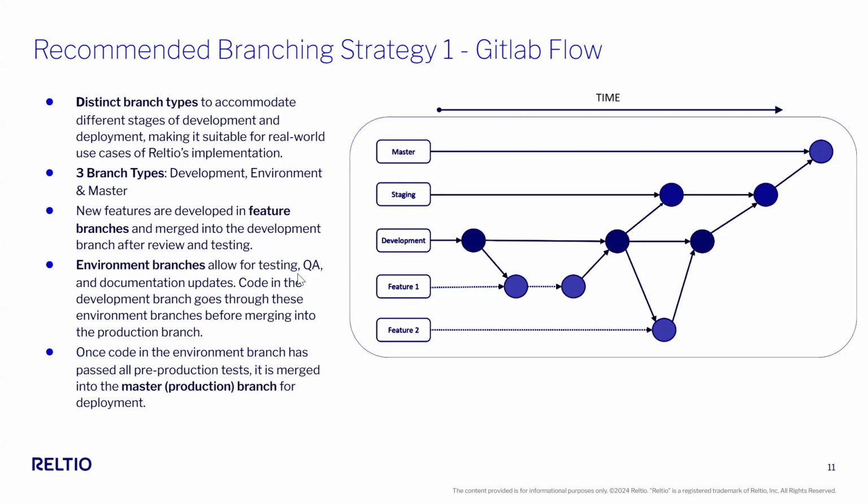The environment branch, as I said, allows for testing, QA, documentation updates, etc. Right? So code in the development branch, once it has passed through all the unit testing and verifications, gets promoted to the environment branch, which is the staging branch in this example, right? And there can be multiple commits from the development branch that can go together into the staging branch. So there are two commits depicted here, which go to the staging branch together, and the two commits from the staging branch go to the master branch or the production branch, right?